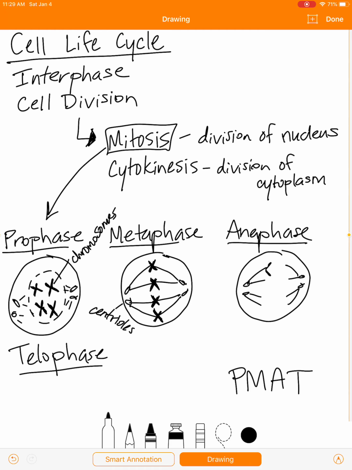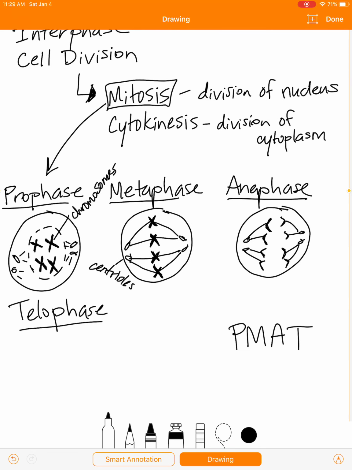All right, so these spindle fibers are shortening, and you will see those sister chromatids getting pulled apart. So the DNA is splitting in half, and each half is moving to either end of the cell. Okay? And then during telophase, this is the last phase of mitosis.